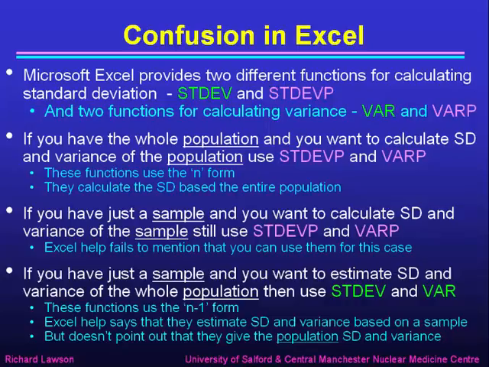So I hope that doesn't make it even more confusing, but when you come to use Excel, if you just stop and think what you're doing, if you're calculating based on a population or a sample and that's all you have, use the P form. If you're trying to estimate the population parameters from the sample, use the form without the P.